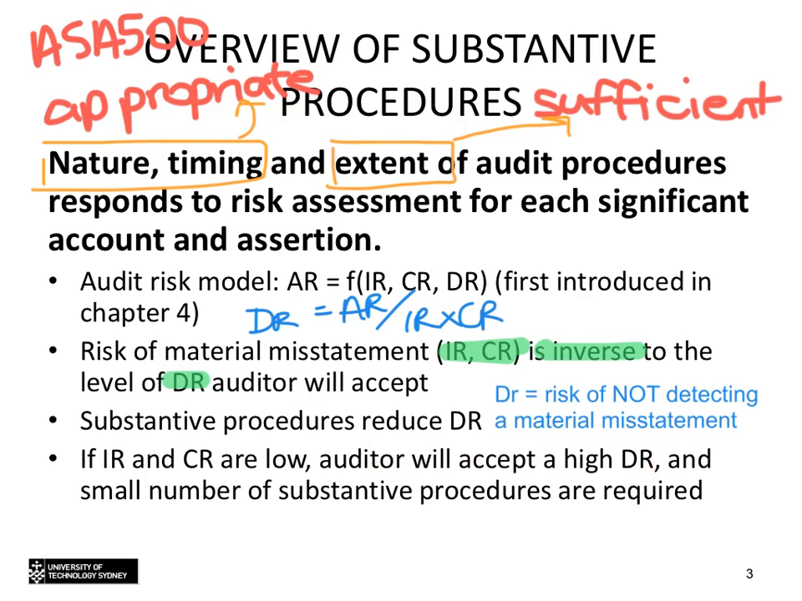Now, if inherent and control risk are low, then because it's an inverse relationship, we have high detection risk, and we're going to do a smaller number of audit procedures substantively, but we are going to do an increased amount of controls testing. And that's what we'd be doing under the lower assessed level of control risk approach. Our detection risk is higher because we expect there to be very few misstatements because of the low inherent risk and really good internal controls to try and prevent and detect material misstatements.